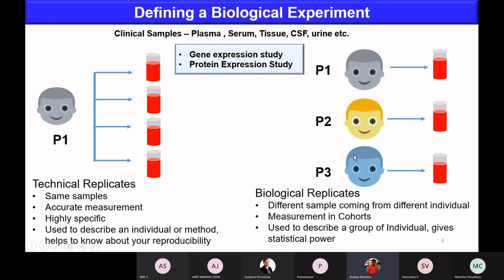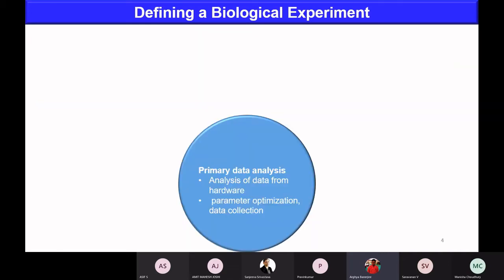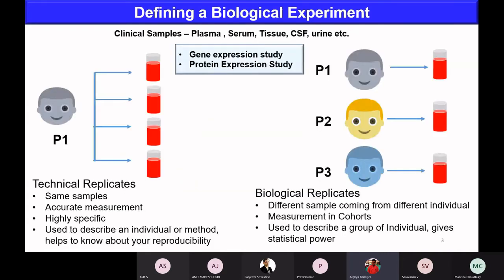So you should be familiar with the terms biological replicates and technical replicates. Generally, they are used to measure cohorts, like cohort 1, cohort 2. It is used to describe an individual or a group of individuals, and it also increases the statistical power. Suppose you are comparing cancer patients with non-cancer patients, it depends upon how many individuals were involved in your cancer study and how many normal individuals you have taken. So the greater the number, the greater the statistical power. You can easily do the power calculation with online available software.